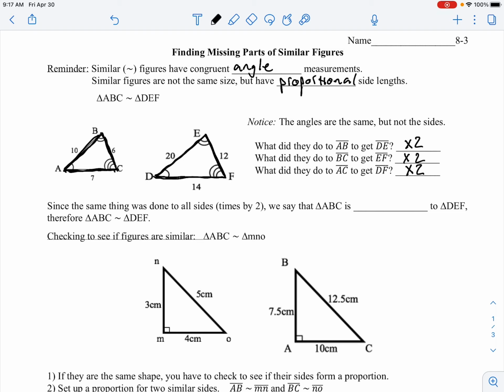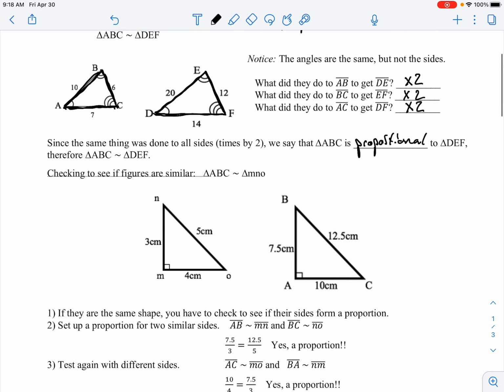So since the same thing was done to every side, we multiplied each side by 2, we say that triangle ABC is proportional to DEF. So they are similar. So they're proportional because we multiplied or divided by the same amount to every side to get to the new side length.